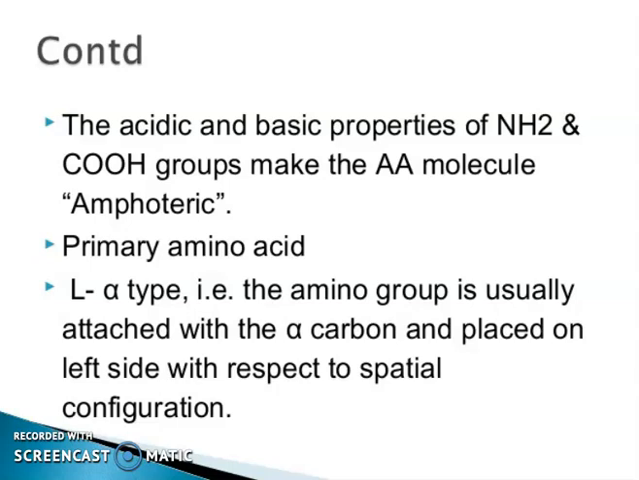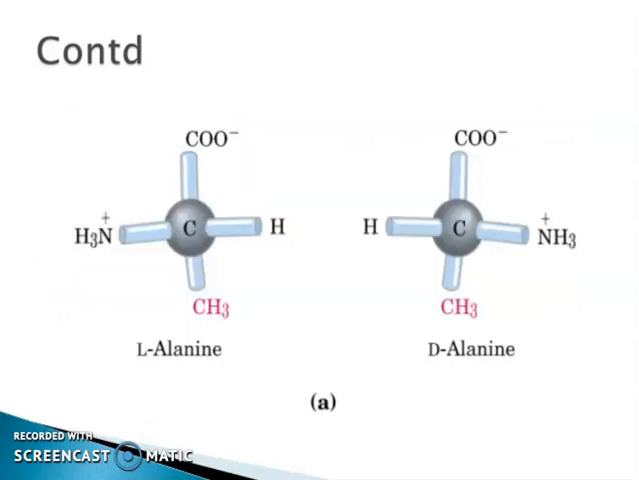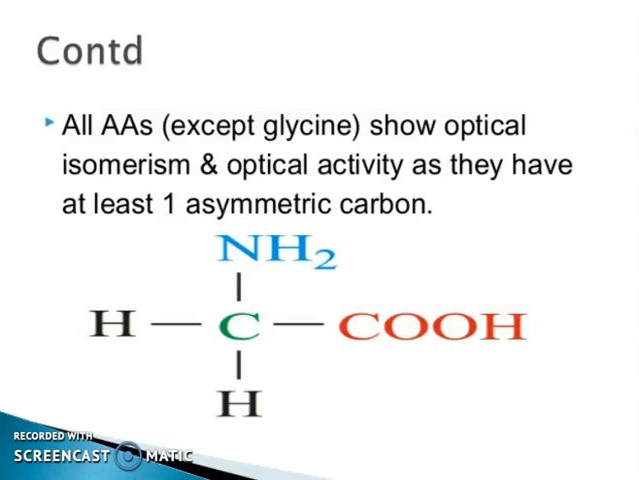Primary amino acid or alpha type: the amino group is usually attached to the alpha carbon and placed on the left side with respect to the spatial configuration. So, L-alanine and D-alanine, you can see. All amino acids except glycine show optical isomerism and optical activity, as they have at least one asymmetric carbon.